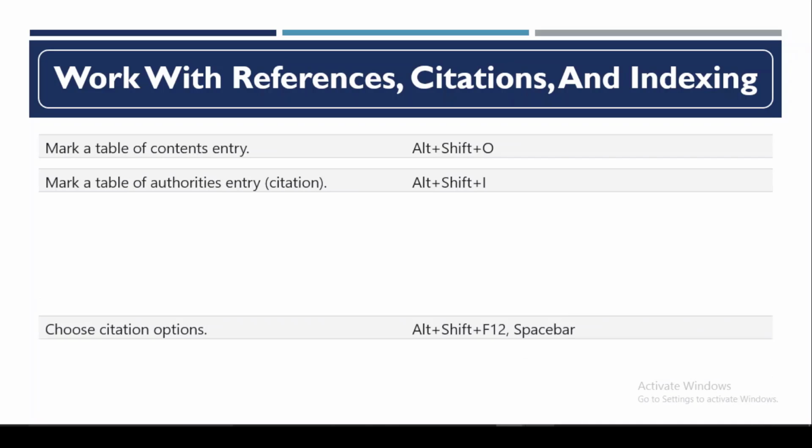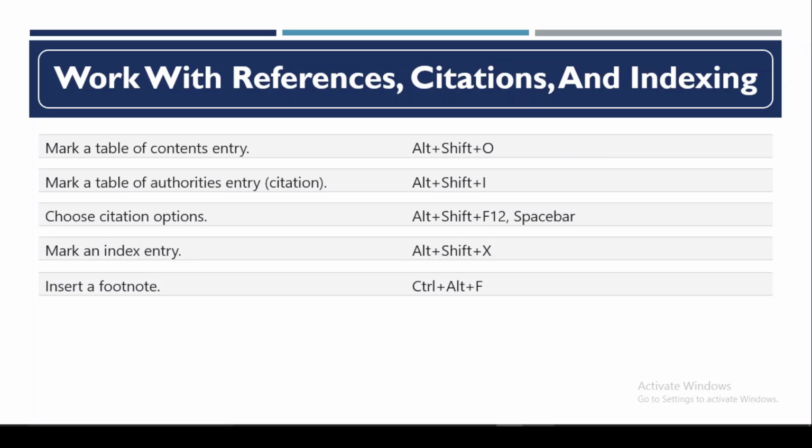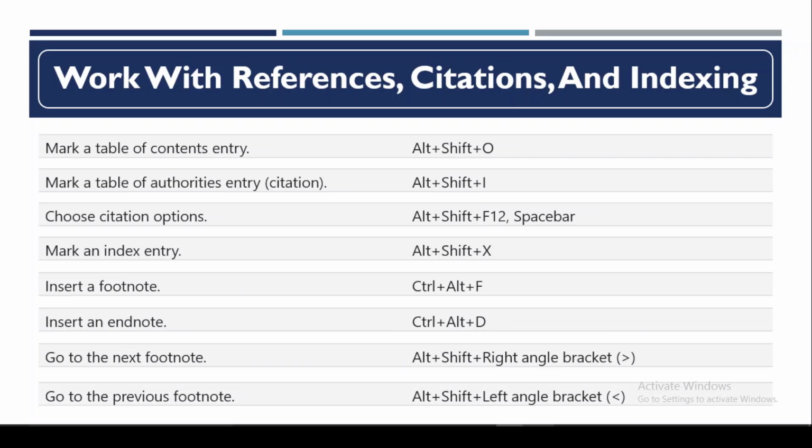Alt plus Shift plus I, choose citation options. Alt plus Shift plus F12, spacebar, mark an index entry. Alt plus Shift plus X, insert a footnote. Control plus Alt plus F, insert an endnote. Control plus Alt plus D, go to the next footnote. Alt plus Shift plus right angle bracket, go to the previous footnote. Alt plus Shift plus left angle bracket.